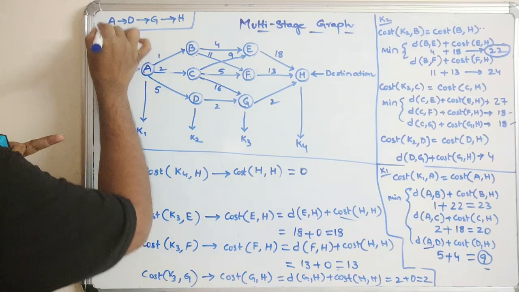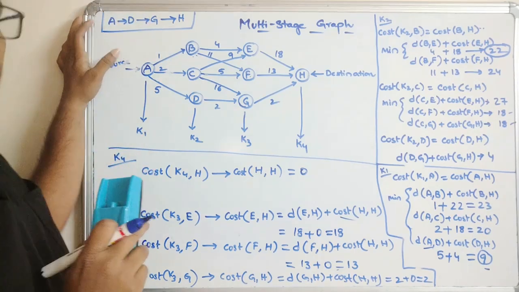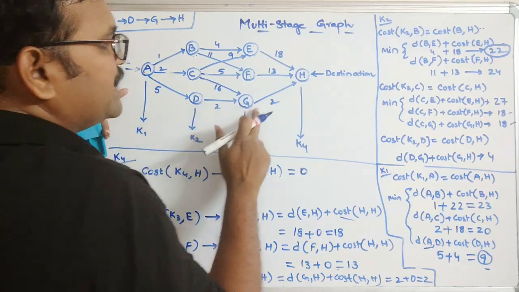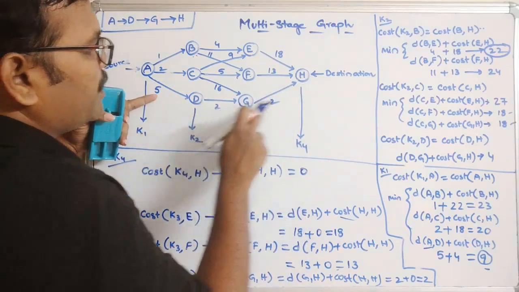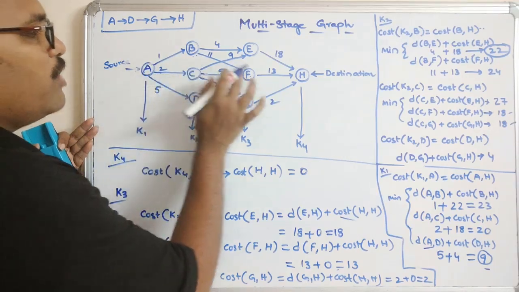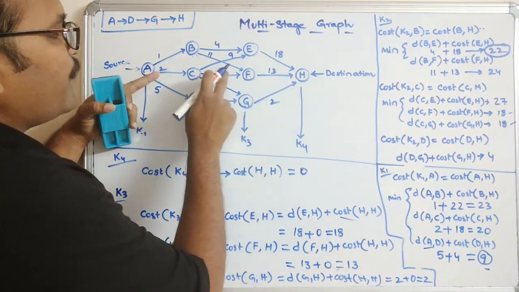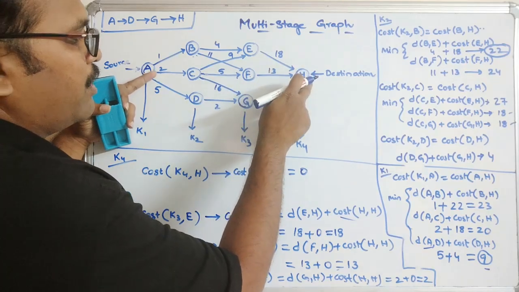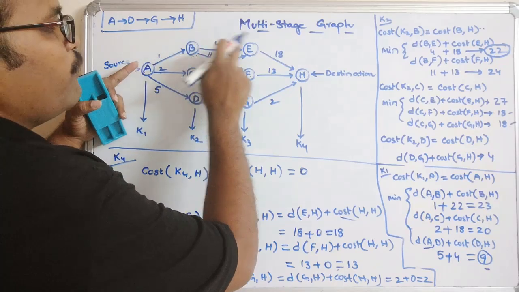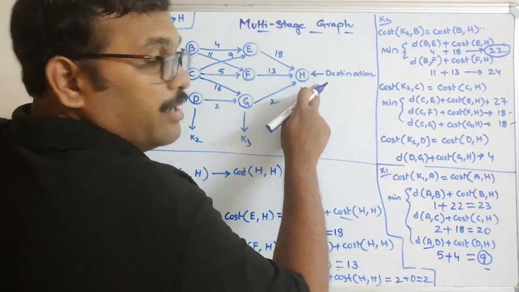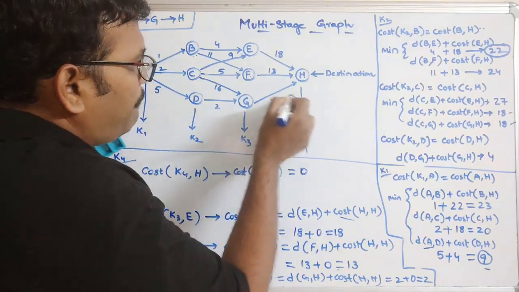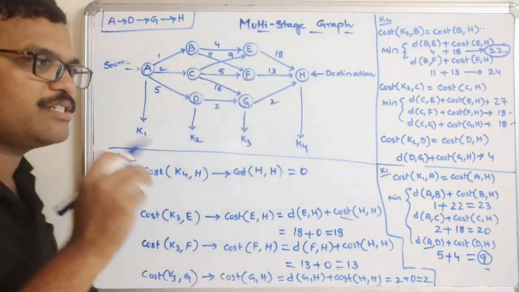So among all the different paths, this one is the shortest path. You can observe A to D, D to G, G to H, which is 5 plus 2, which is 9. If you go with A to C, C to F, F to H, 2 plus 5, 7, 7 plus 13, 20 it will take. And if you go with A to B, B to E, E to H, 1 plus 4, 5 plus 18, 23 it will take, right? So this is the only path which is having the shortest distance.